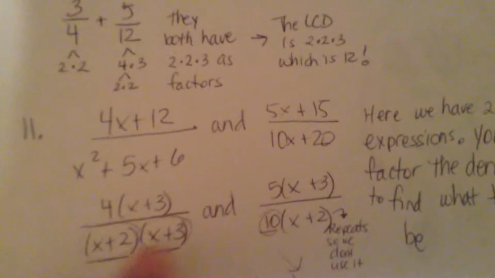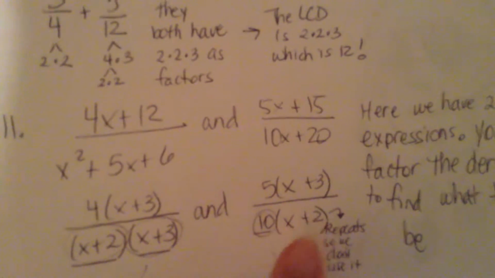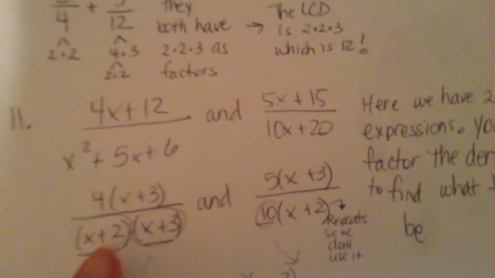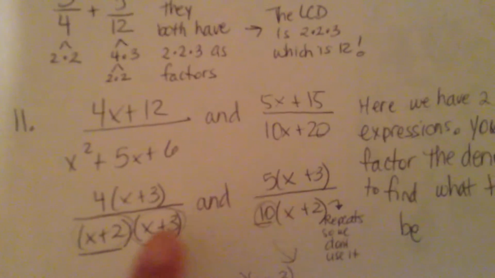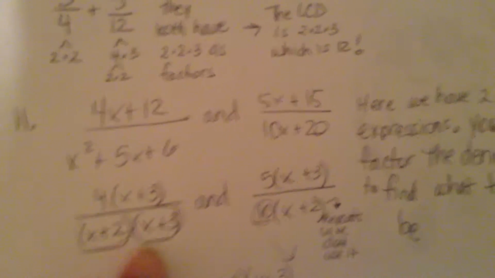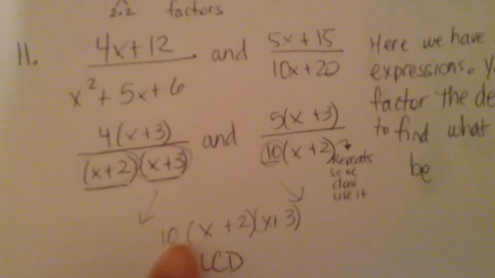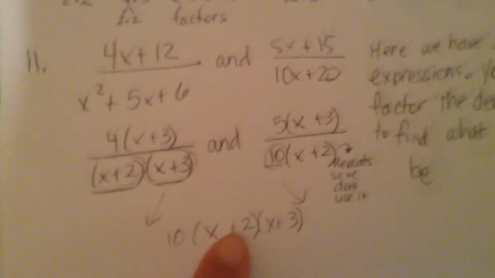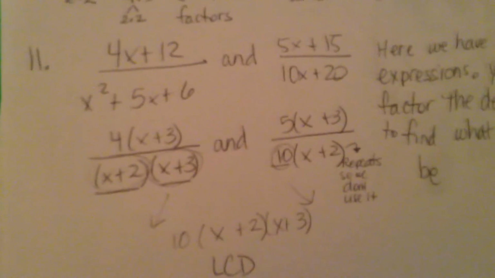Now, we want to look at every single part that we have here, and we don't want to repeat any of our factors. So, I have x plus 2, and I also have another x plus 2, so I only need to list it one time. I have x plus 3, and I have a 10. So my least common denominator is 10 times x plus 2 times x plus 3. And there you go. That is the least common denominator.